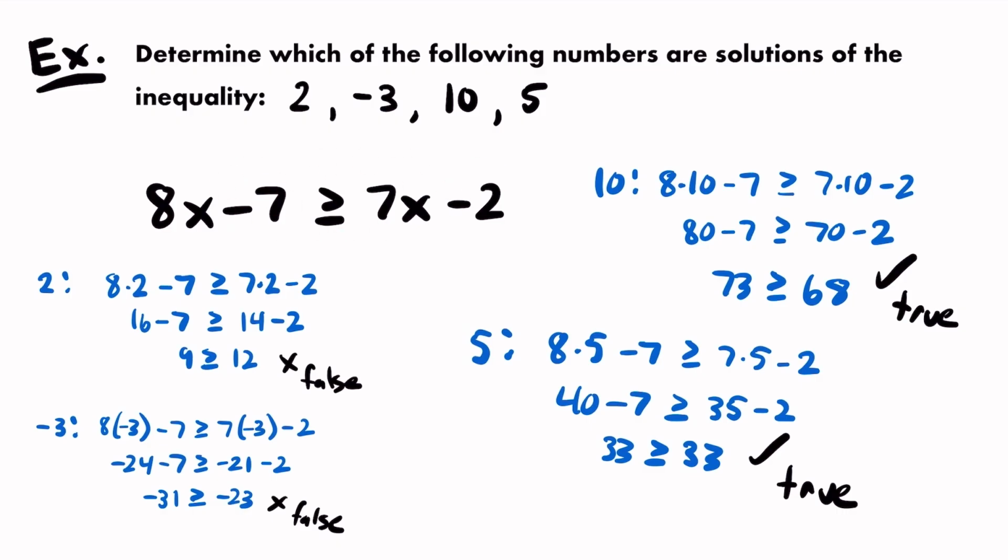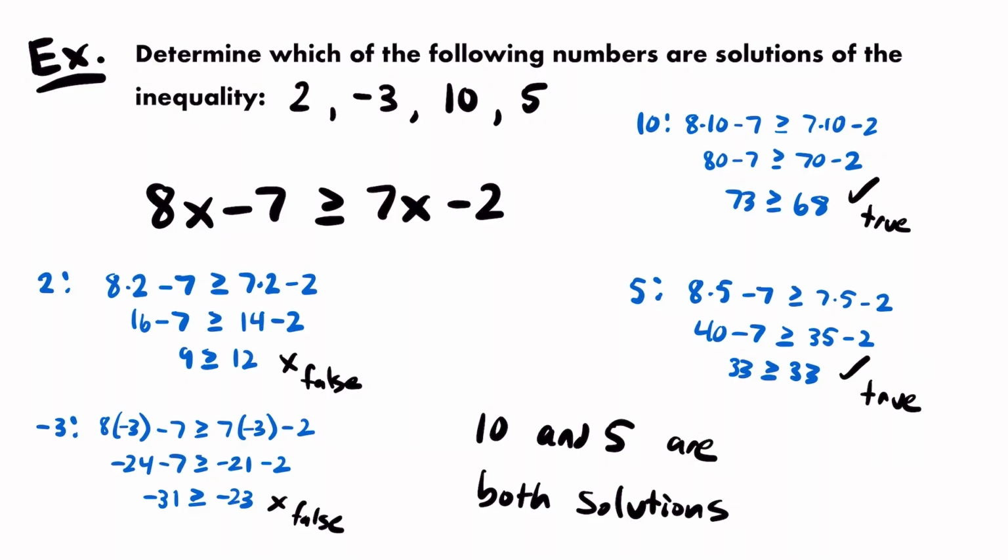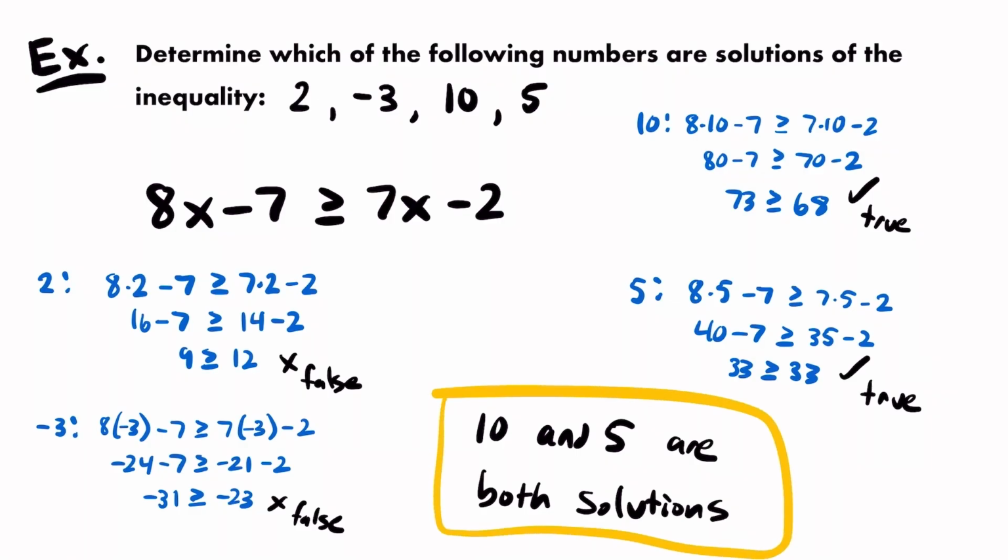Okay? And so now we have checked all 4 of these numbers. The first 2 did not make the inequality true, but the last 2 did. So our final answer here would be that 10 and 5 are both solutions. Okay? That would be the answer to this example.